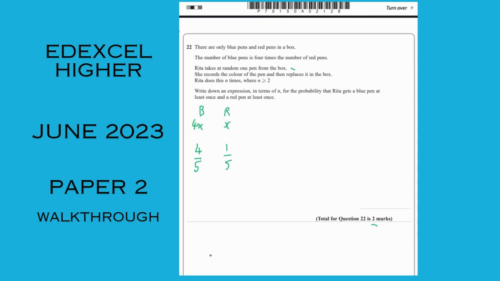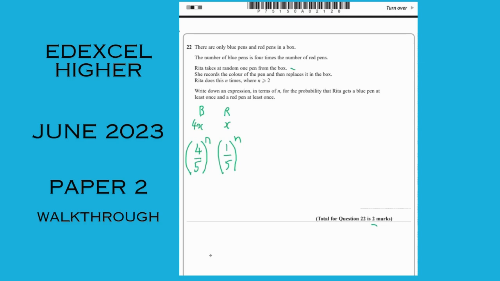Now, this requires a bit of knowledge about what happens in probabilities. Write down an expression that Rita gets a blue pen at least once and a red pen at least once. So that means they've both got to happen. Well, the probability of them all being blue is that. The probability of them all being red is that. And the sum of all probabilities is 1.